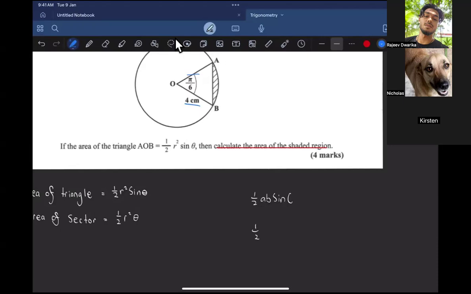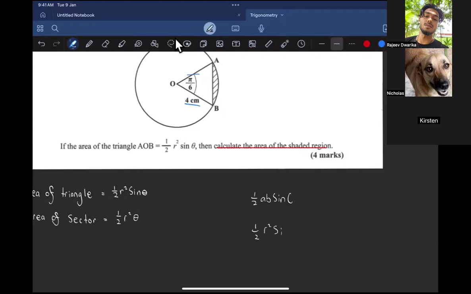Radii. Radius. R and R is radius. Yes, so then you have R by R, and that is how they get R squared.